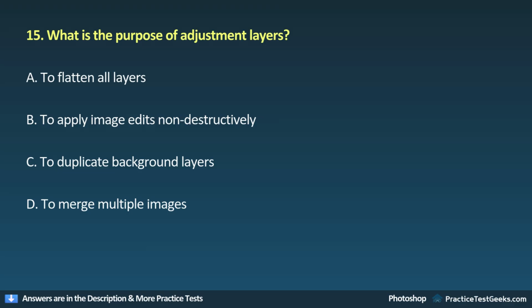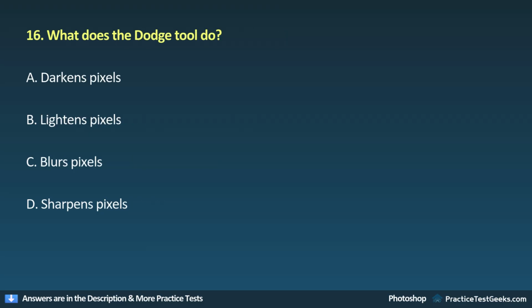A. To flatten all layers. B. To apply image edits non-destructively. C. To duplicate background layers. D. To merge multiple images. 16. What does the Dodge tool do? A. Darkens pixels. B. Lightens pixels. C. Blurs pixels. D. Sharpens pixels.